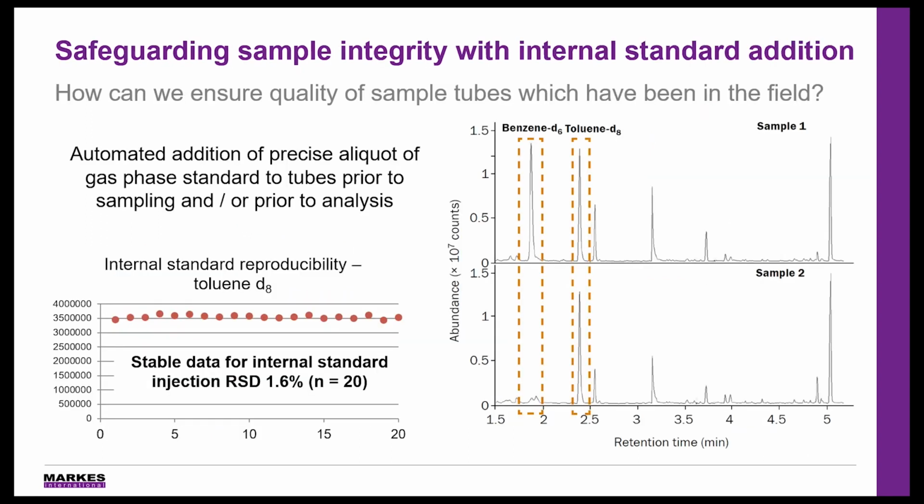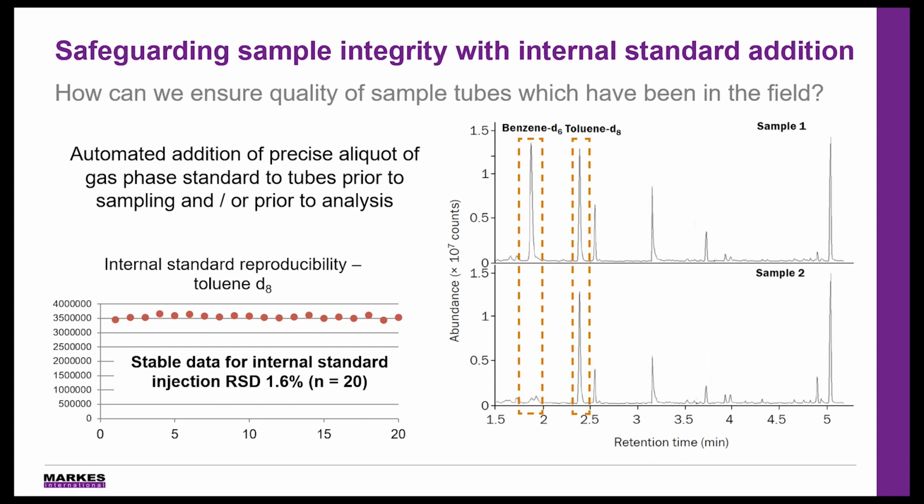Firstly, let's look at internal standard addition to help with safeguarding sample integrity. A gas phase standard can be automatically added to tubes prior to analysis, and this can help to monitor instrument performance over time. We can see this in the data in the graph on the left-hand side, where toluene D8 response has been used to monitor instrument performance and excellent reproducibility is observed. Any deviations from this profile would highlight that an issue needs further investigation and can highlight if any samples need to be reanalysed.